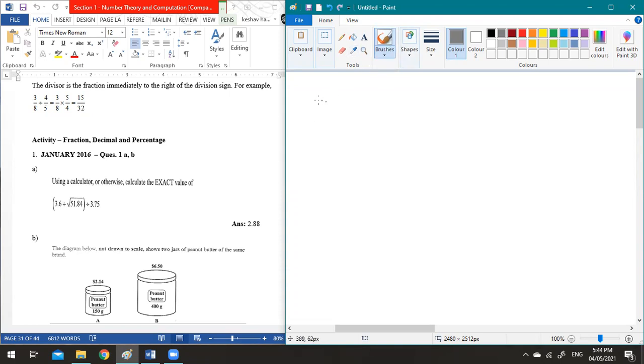So the first past paper question is 2016 January, Question 1A and B. 1A. So using a calculator, otherwise, 3.6 divided by the square root of 51.84, divided by 3.75. So I went and downloaded a calculator that we could use so you could see it.